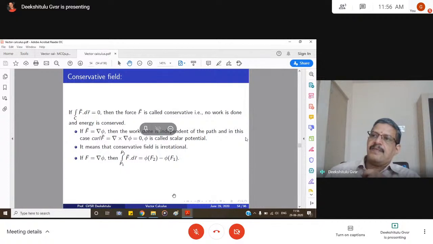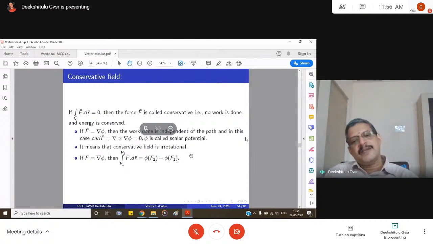This is a very, very important result, a property of conservative fields. The line integral simply depends on the end points, but not the path taken. So if F is equal to grad phi, then the integral from P1 to P2 of F dot dr is equal to phi of P2 minus phi of P1. It in no way depends on the path. It depends on the end points P1 and P2 only.